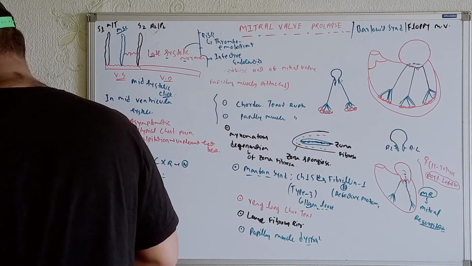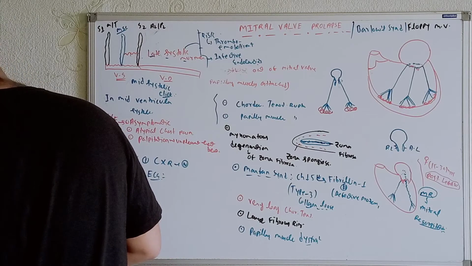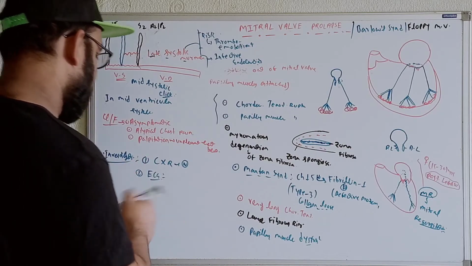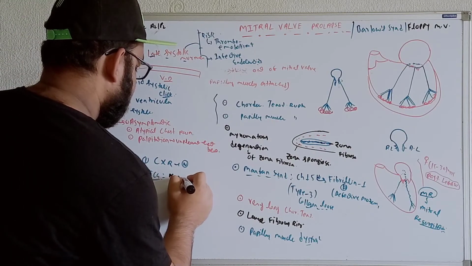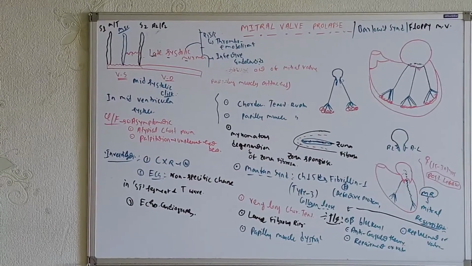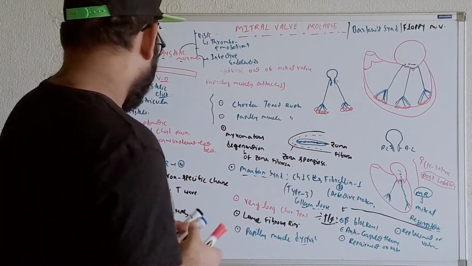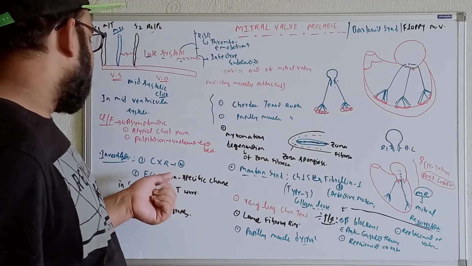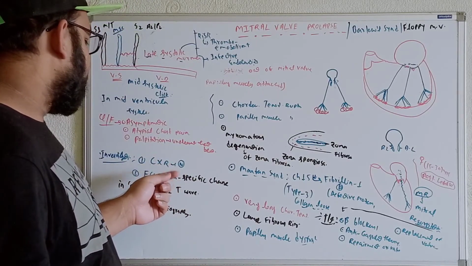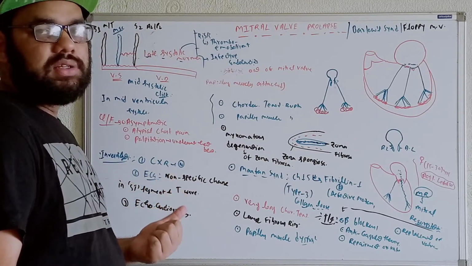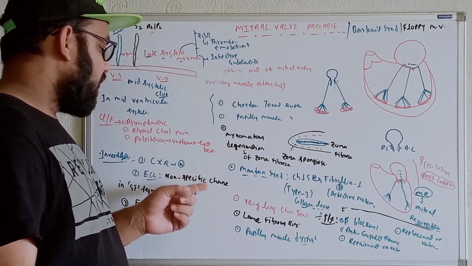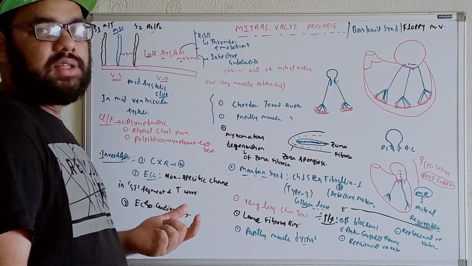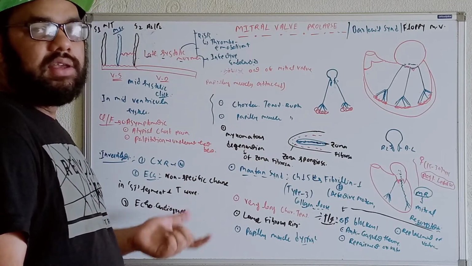Let's write it here, non-specific changes. Let's continue. In terms of the investigations, we can do the chest X-ray, and basically we get normal findings. After that we can go for the ECG, where you can get non-specific changes in the ST segment and the T wave. But the most important finding as far as the investigation is concerned, we have to go for the echocardiography.